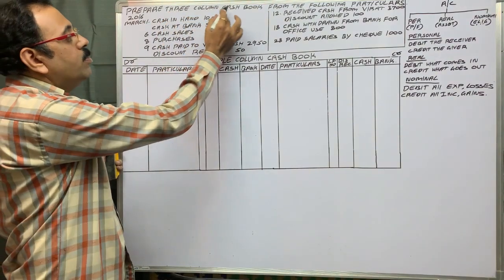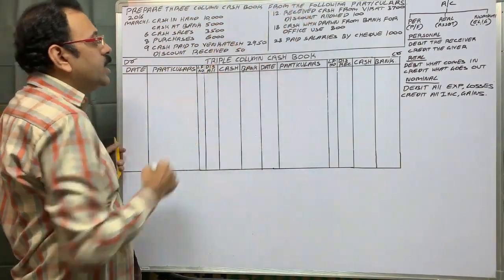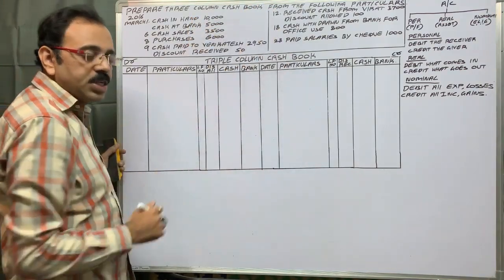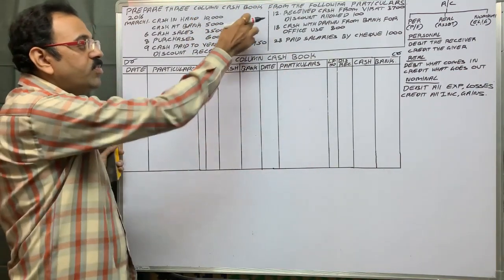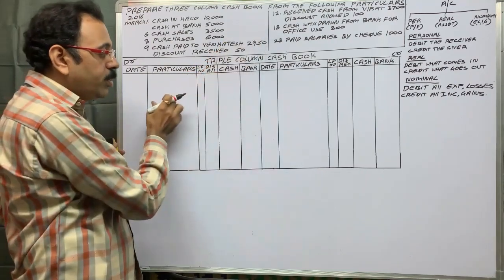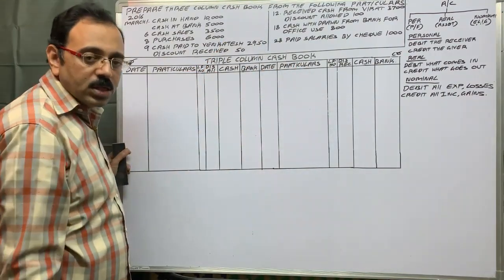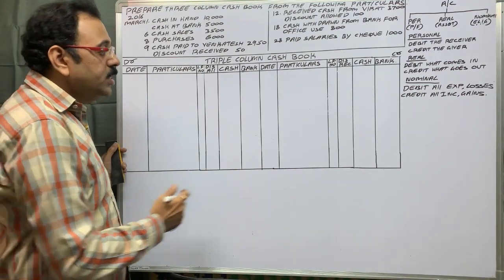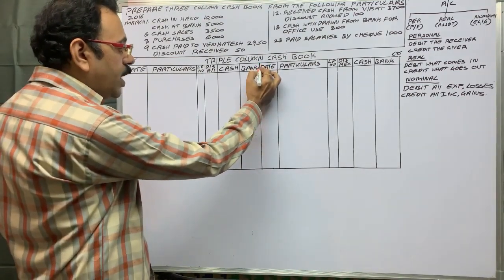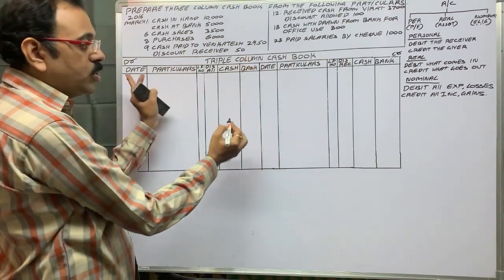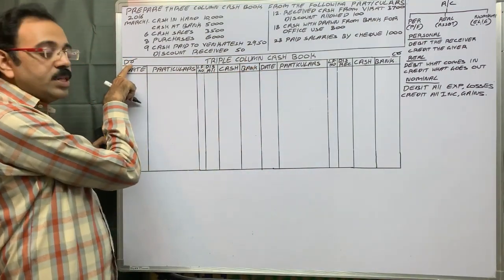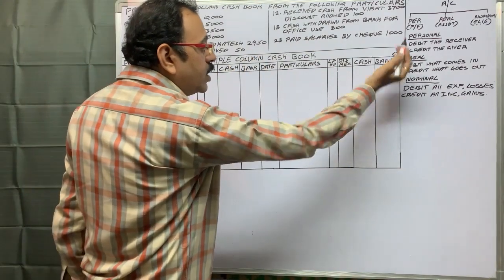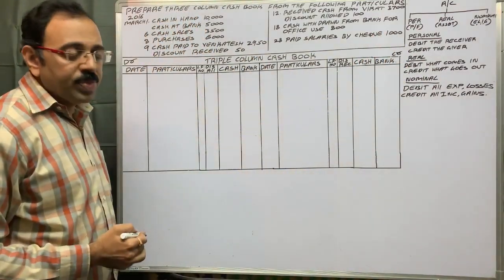Prepare a 3-column cash book from the following particulars. So in the question, he has given some transactions. With the help of these transactions, we have to prepare a triple column cash book like this. This is the triple column cash book format. Here, this is called the center line. Then the left side portion is called debit, to indicate that we write DR. And the right side portion is called credit, for that write down CR.